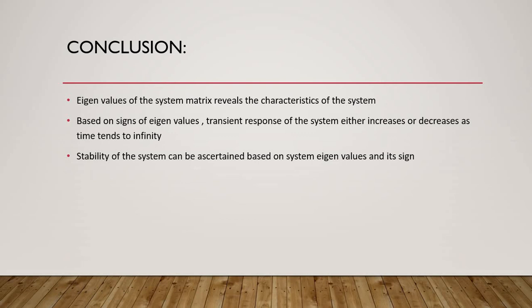Therefore, we can conclude that the eigenvalues of the system matrix reveal the characteristics of the system. Based on the signs of the eigenvalues, the transient response of the system either increases or decreases as time tends to infinity, and the stability of the system can be ascertained based on the system eigenvalues and their sign.